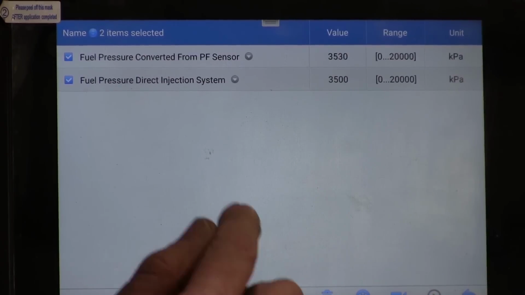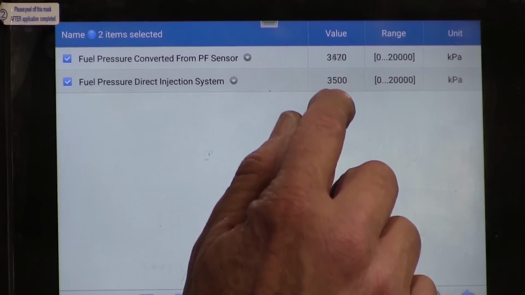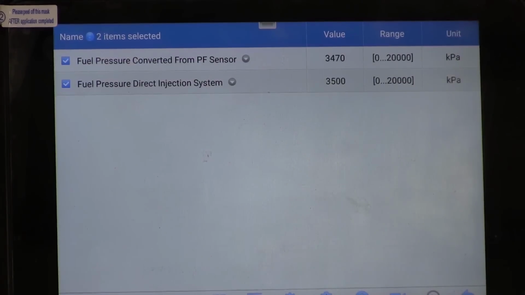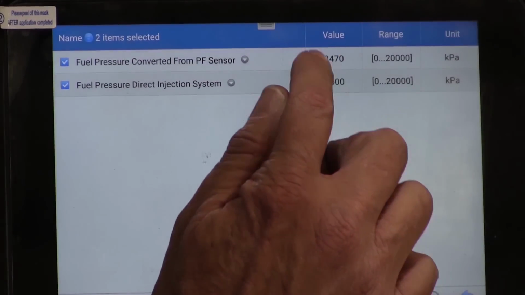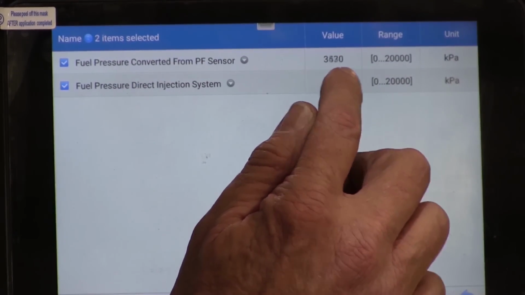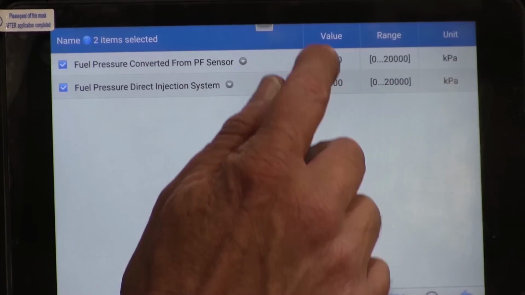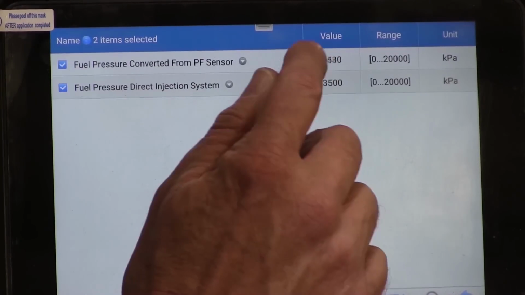So I got my Autel, and I can see that they're right on top of each other. They're the same. And it's about 500 pounds, and this isn't in HG now, so it's a bigger conversion. I always like reading the stuff in HG when I can, because it's an easy conversion to get to PSI. Okay, so the way that this works is actual and desired are the same.